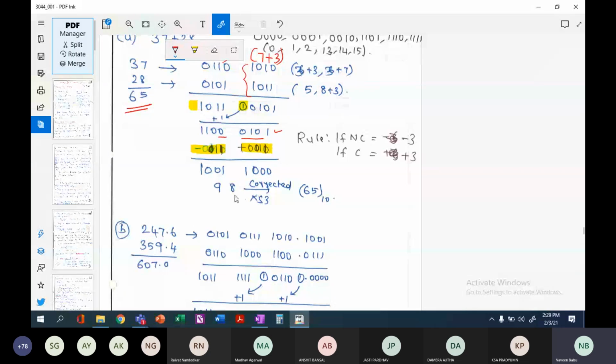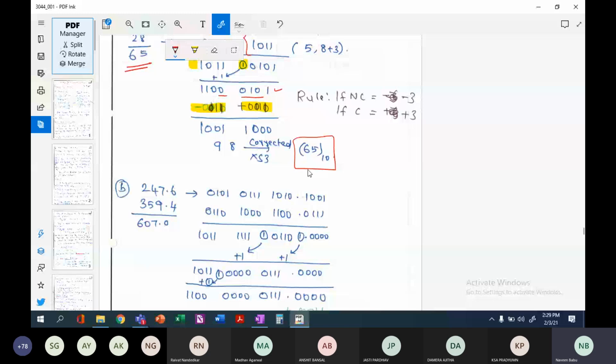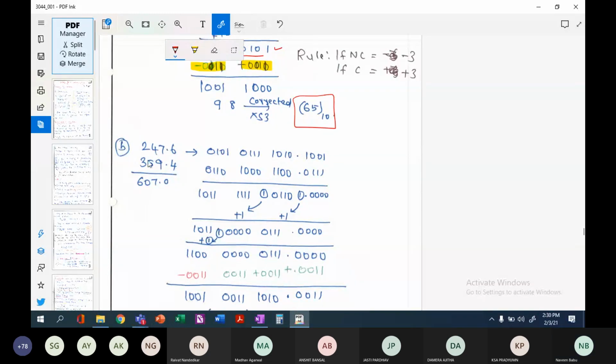We'll do one more example, then maybe it will be further clear. So we are going to perform this addition, 247.6 and 359.4. So the equivalent XS3 code is this one. I think I need not explain this. All these are equivalent XS3 code. When you add, you are getting a carry here. You are getting a carry here.